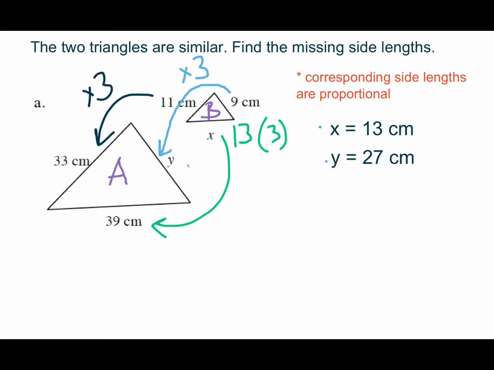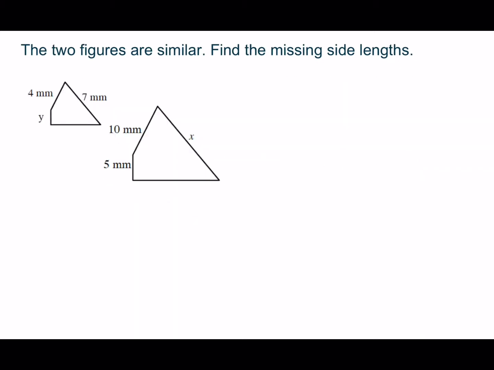Of course, if you didn't notice this, setting up and solving the proportion is always going to work, and of course, not all problems are going to have numbers that work out this nicely. Let's work through this next example quickly. So first off, label our shapes A and B. And we're going to set up our ratios.